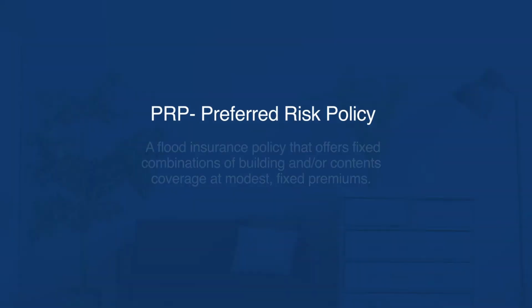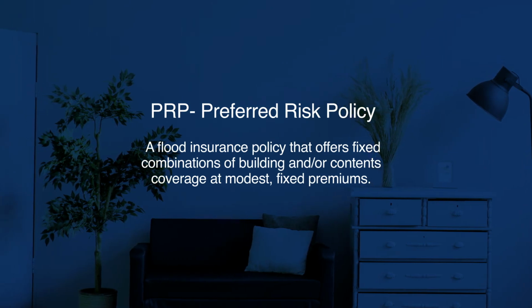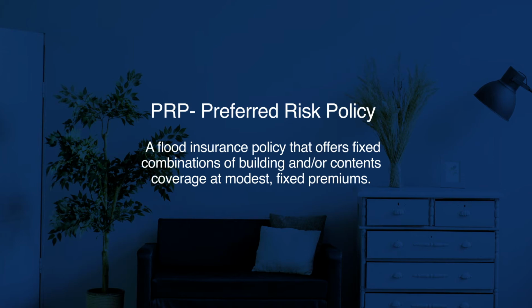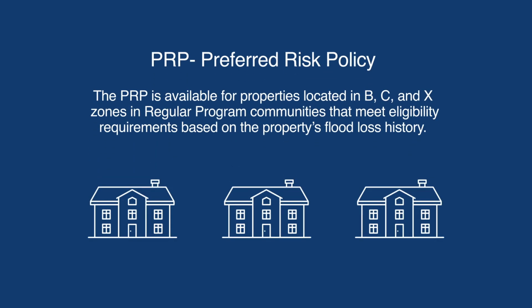PRP, Preferred Risk Policy. A flood insurance policy that offers fixed combinations of building and/or contents coverage at modest fixed premiums. The PRP is available for properties located in B, C, and X zones in regular program communities that meet eligibility requirements based on the property's flood loss history.